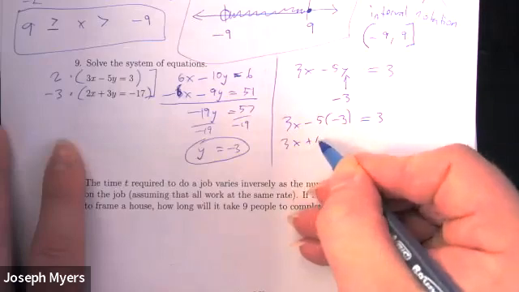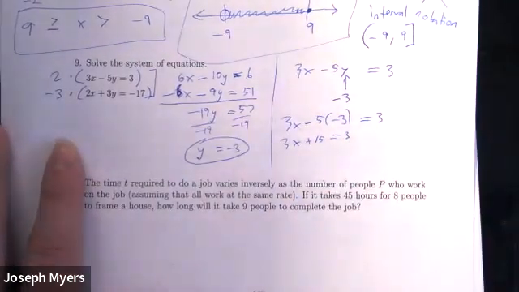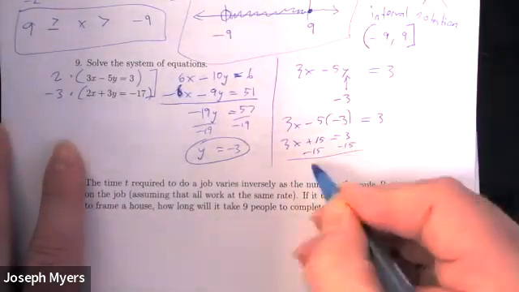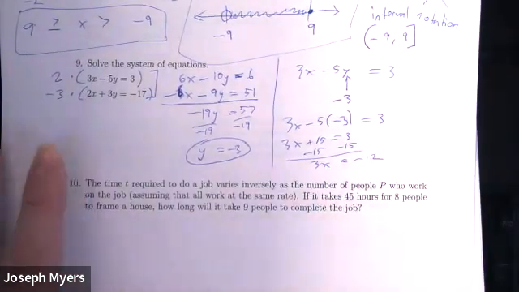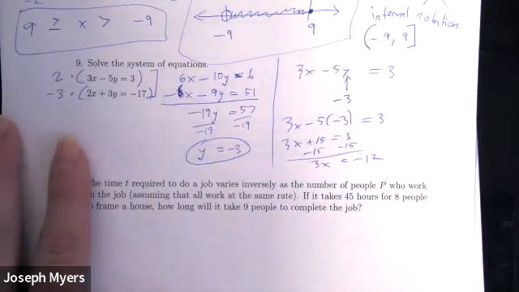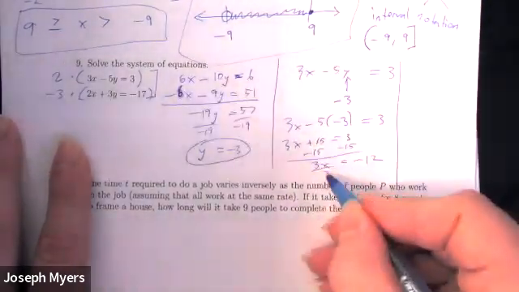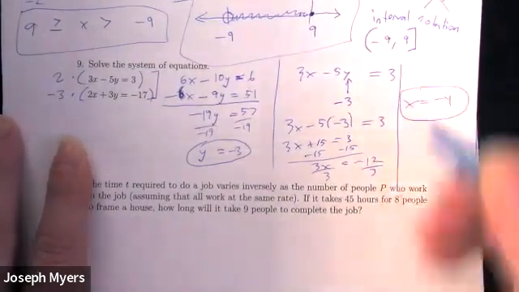So you'll get 3x plus 15 equals 3. And now I need to subtract the 15 from both sides. Get 3x equals negative 12. So if you get 3x equals negative 12, what do you do to get x? Divide by 3. So you're going to get x equals negative 4, like that.